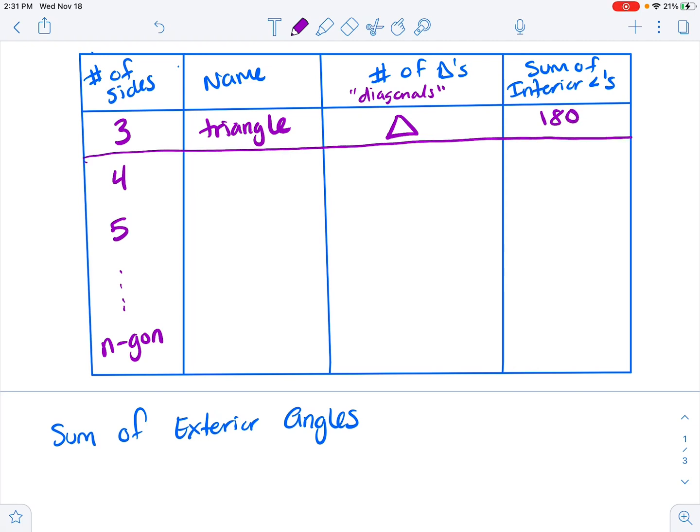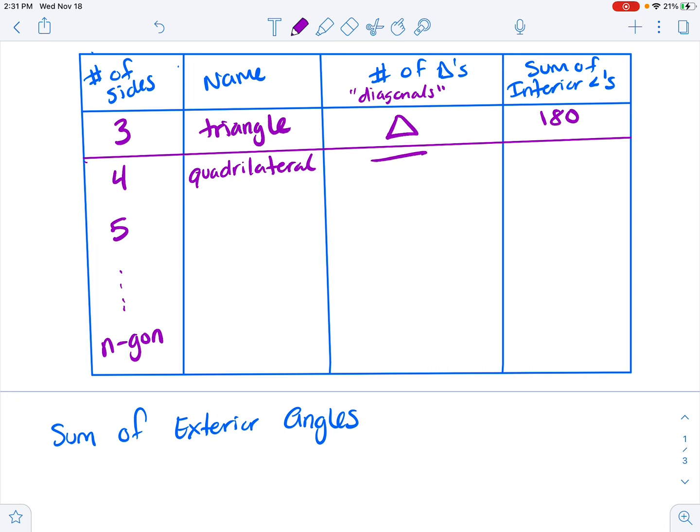So there's our first one. Now our second one, 4-sided figure, what's it called? It's called a quadrilateral. Number of triangles, okay? I'm going to draw a quadrilateral over here.